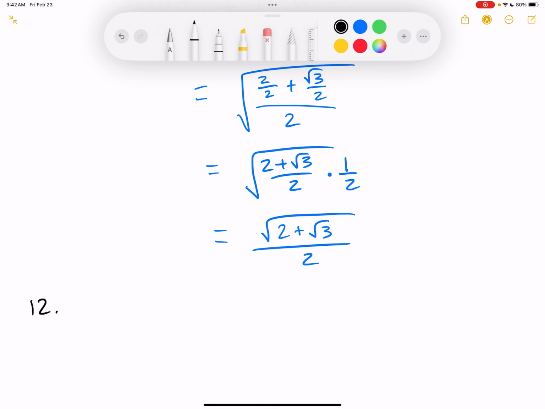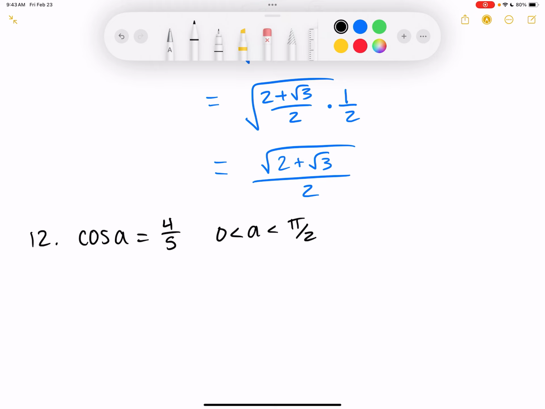It's number 12. Cosine of a is equal to 4 over 5, 0 is less than a is less than pi over 2. So what quadrant is this occurring in? First one. Okay, so just disregarding the instructions for the moment, we're going to set this up just like we did back in the early part of chapter 14. I think it was chapter 14. I don't know. All my classes run together.